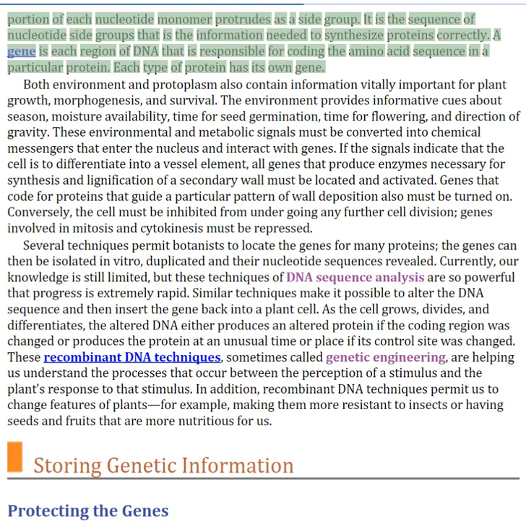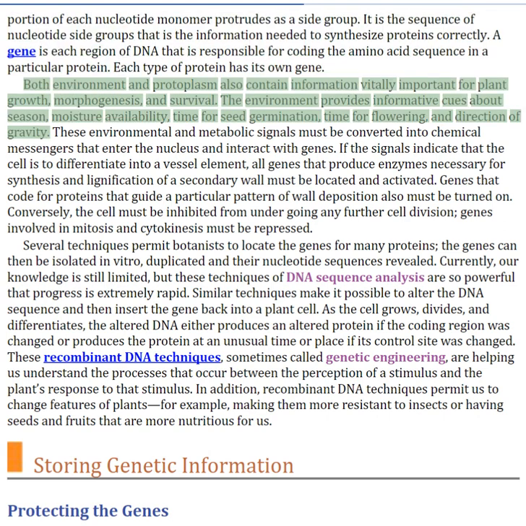It is the sequence of nucleotide side groups that is the information needed to synthesize proteins correctly. A gene is each region of DNA that is responsible for coding the amino acid sequence in a particular protein. Each type of protein has its own gene. Both environment and protoplasm also contain information vitally important for plant growth, morphogenesis, and survival.